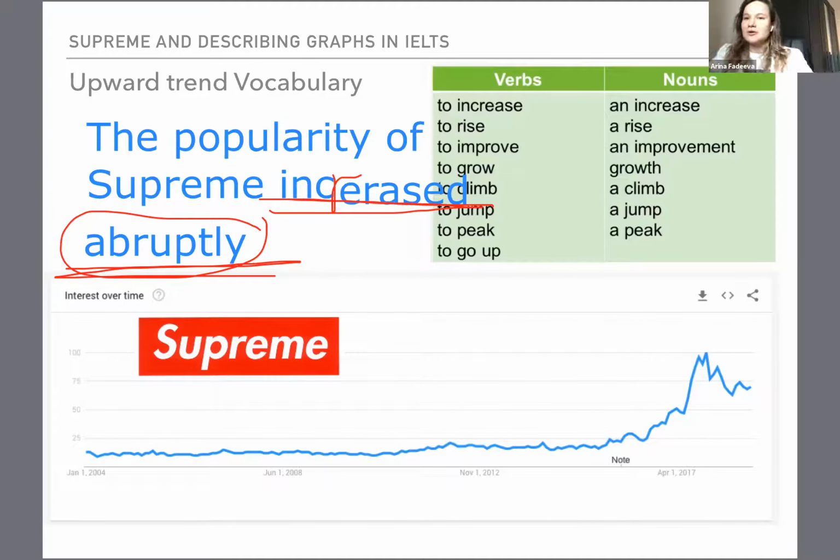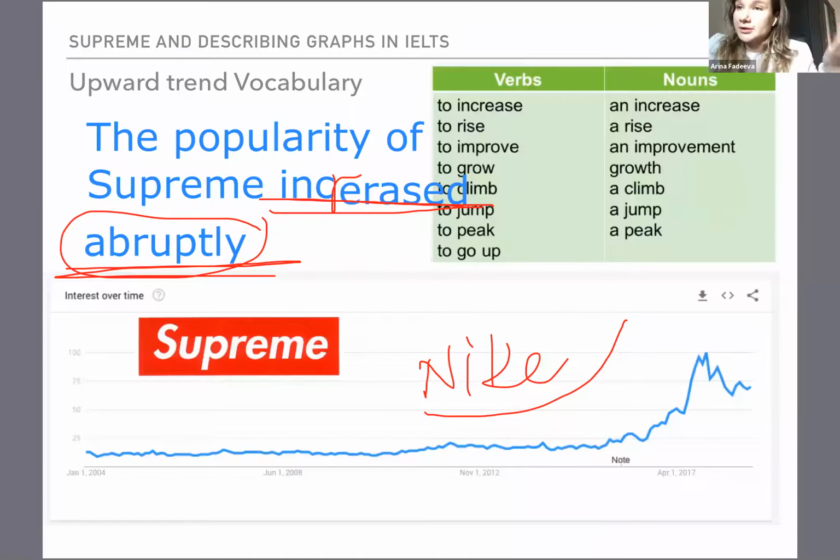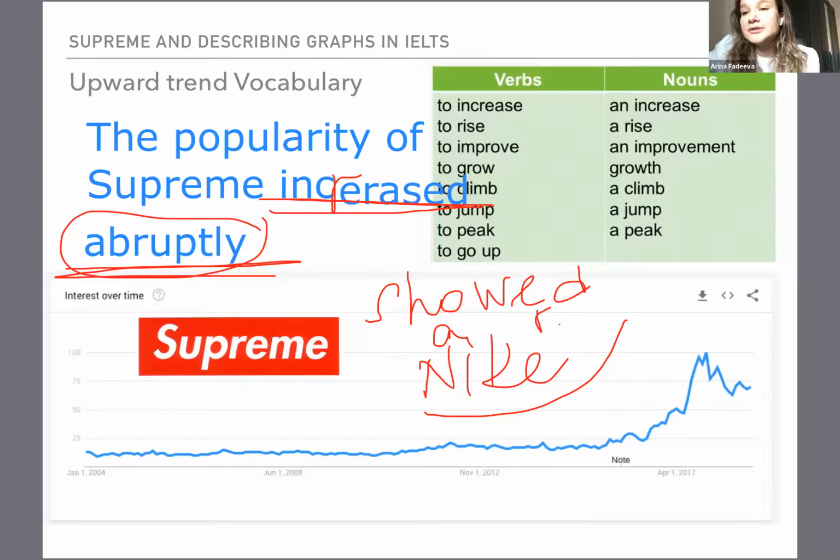In the exam, you're going to have other lines, for example, Supreme compared with the Nike brand, or some other brand, I don't know. So in comparison, you need different verbs and different nouns. For example, here we have increased abruptly, and if we had Nike here, we could use this phrase from the chat: Nike showed a rapid growth, right? Sorry, I won't write the full.